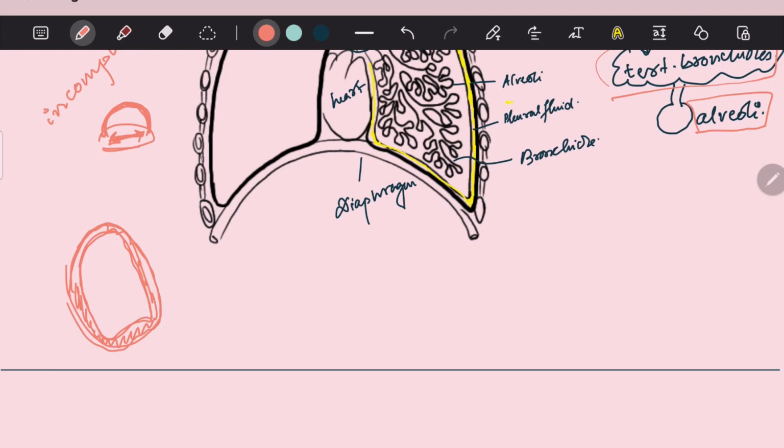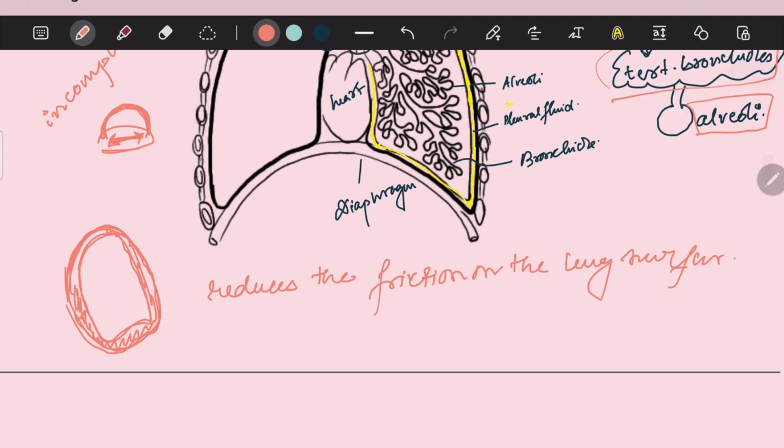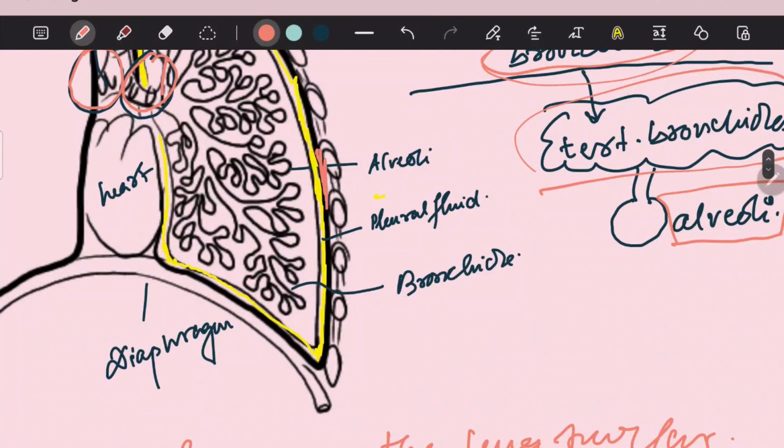What is the function of this pleural fluid? It actually reduces the friction on the lungs' surface. As I just said, this outer pleural membrane is separate from the lungs, but it is in attachment with the thoracic cavity. This is the thoracic cavity formed by the ribs. It is in attachment with the thoracic cavity, and the inner pleural membrane is in attachment with the lungs.